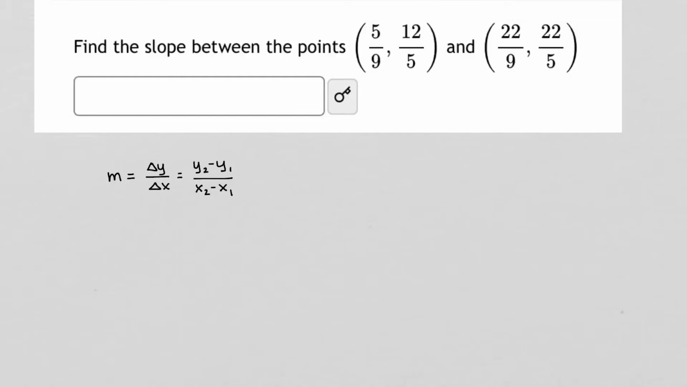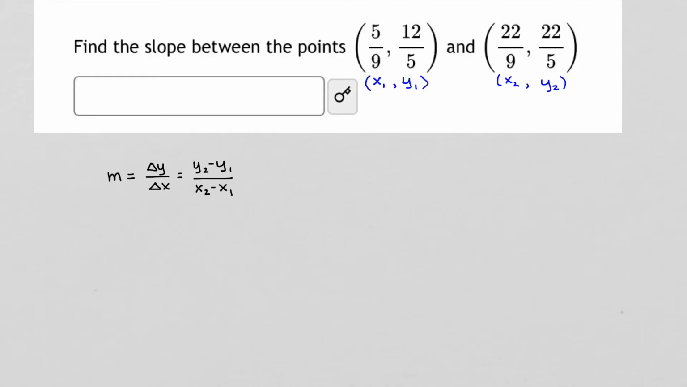That is, specifically, I have 2 points up here. The first point I'm going to denote by the subscript 1. So 5/9 is actually my x-coordinate of the first point. 12/5 is the y-coordinate of the first point. And 22/9 is the x-coordinate of my second point. 22/5 is my y-coordinate of the second point.